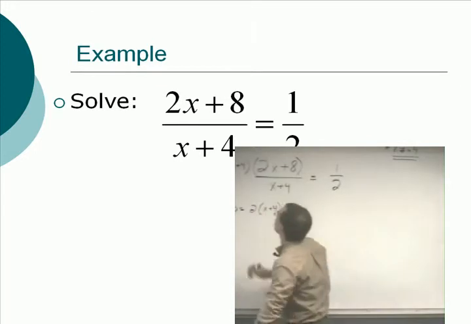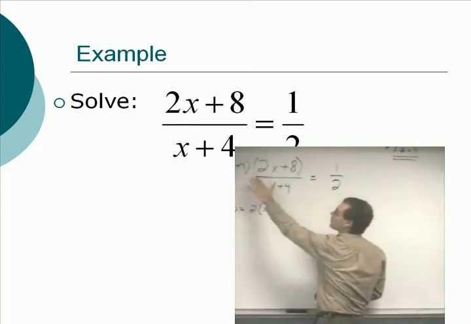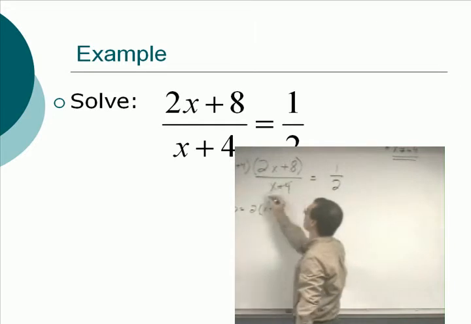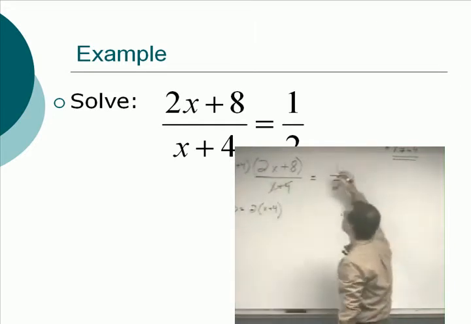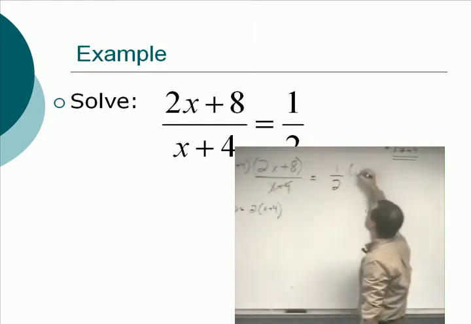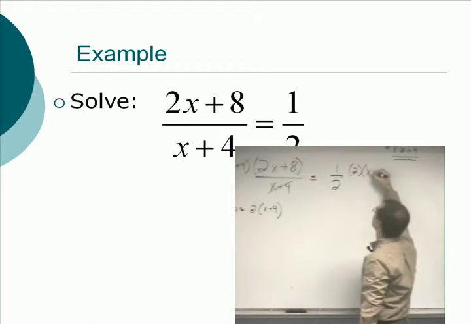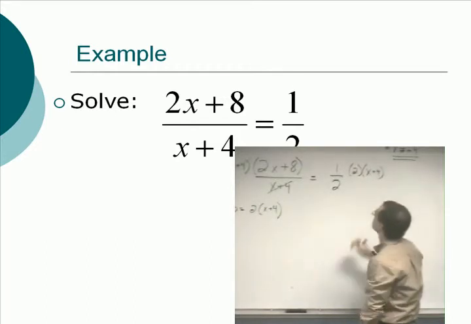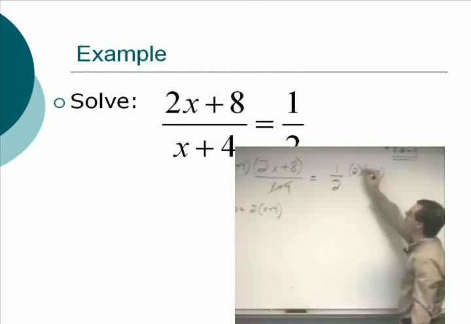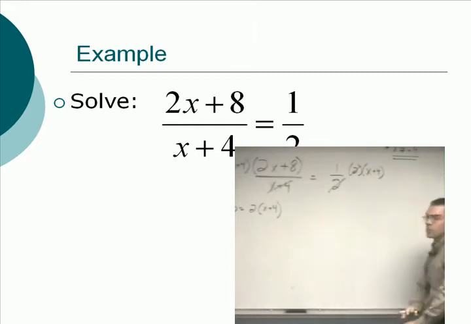The reason we do that is what's going to happen to the x plus 4s? They cancel off. We cleared off that fraction. And on the right side, we're going to multiply everything by 2 times x plus 4. And what happens over there? 2's cancel. So our new equation has no fractions in it. That's the idea.